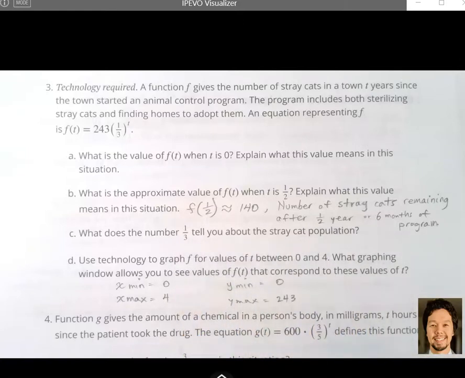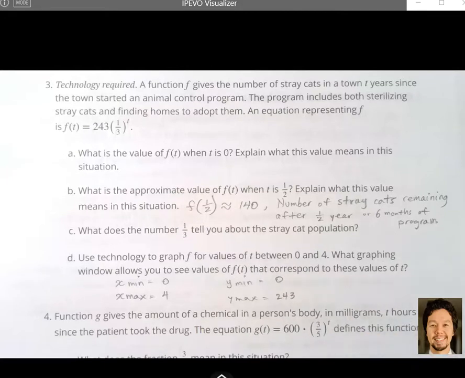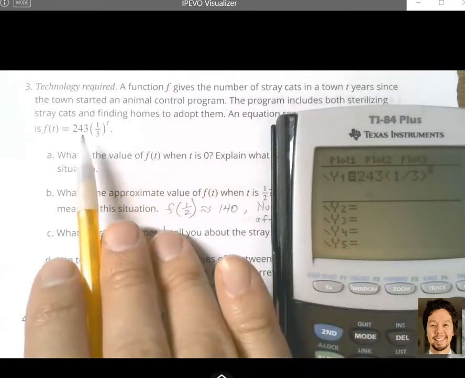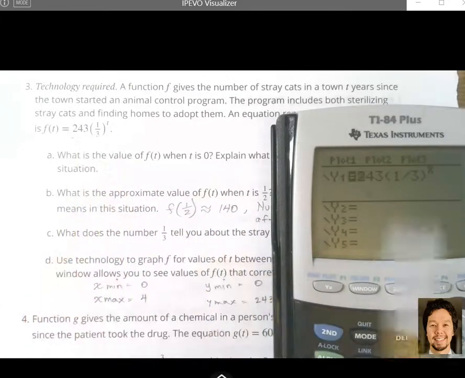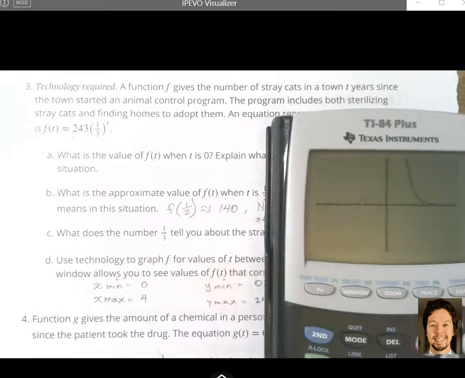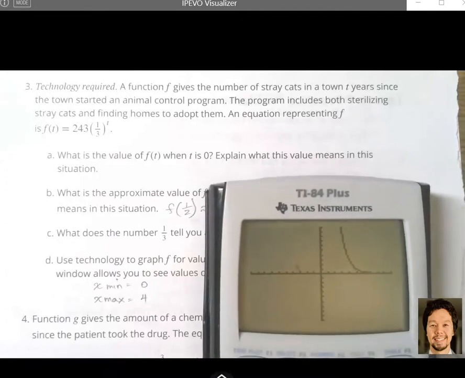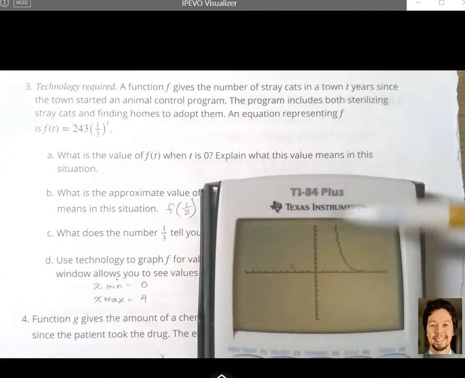You can answer that. And for letter D, use technology to graph f for values of t between 0 and 4. What graphing window allows you to see values of f of t that correspond to these values of t? So here I've used my graphing calculator to graph this equation. We end up with this looking graph. We don't see all of it. So we should realize that yes, the cat population is being controlled, they're being adopted, and so it's decreasing.